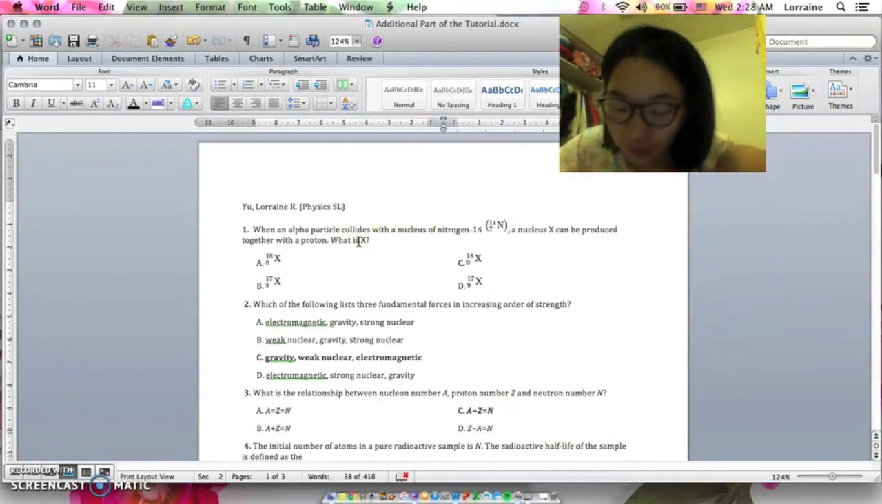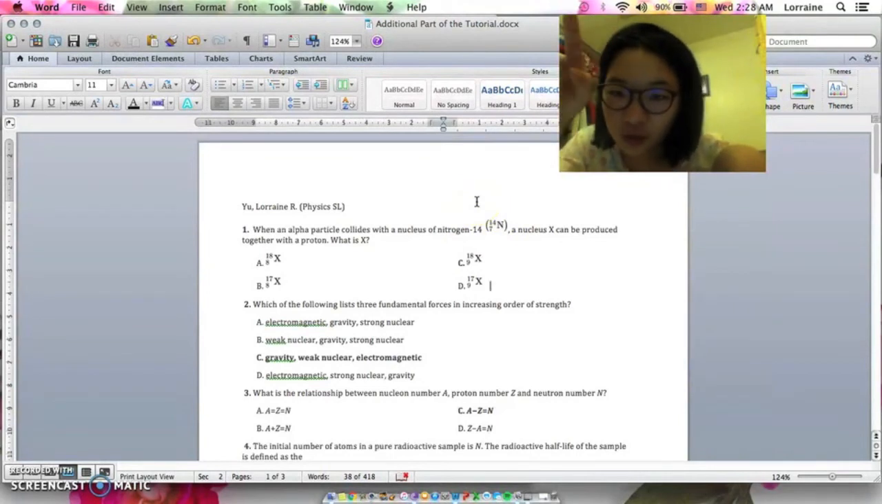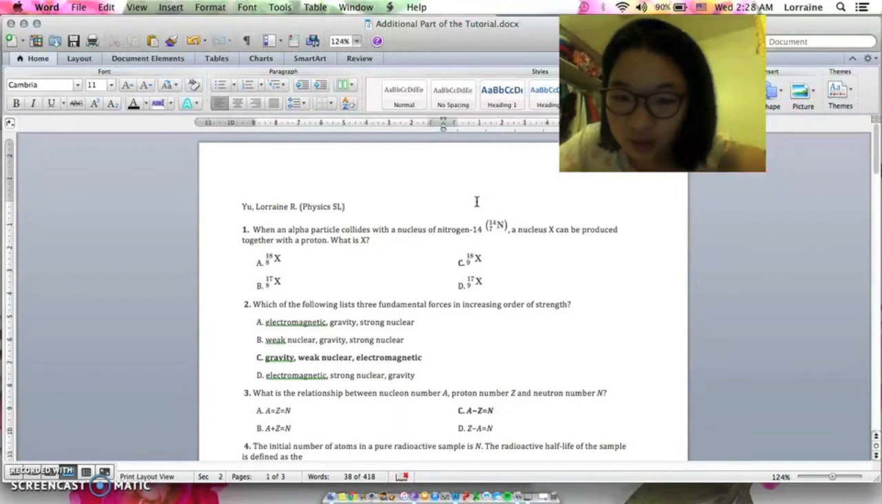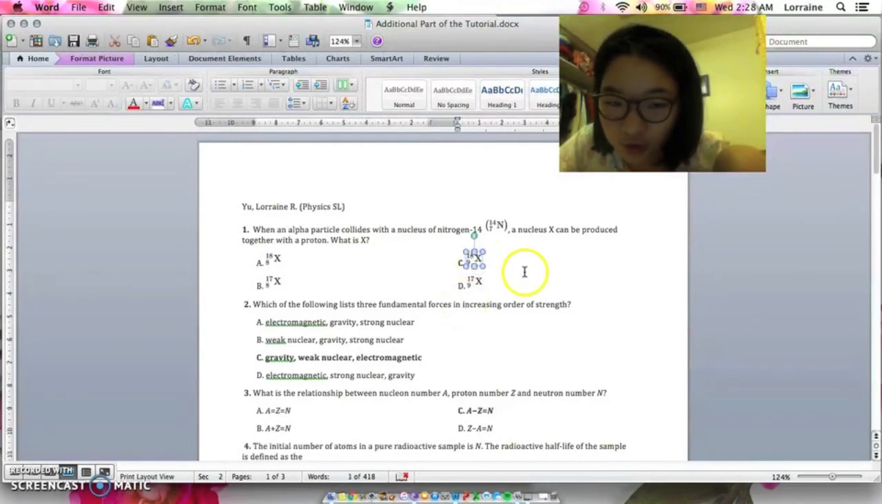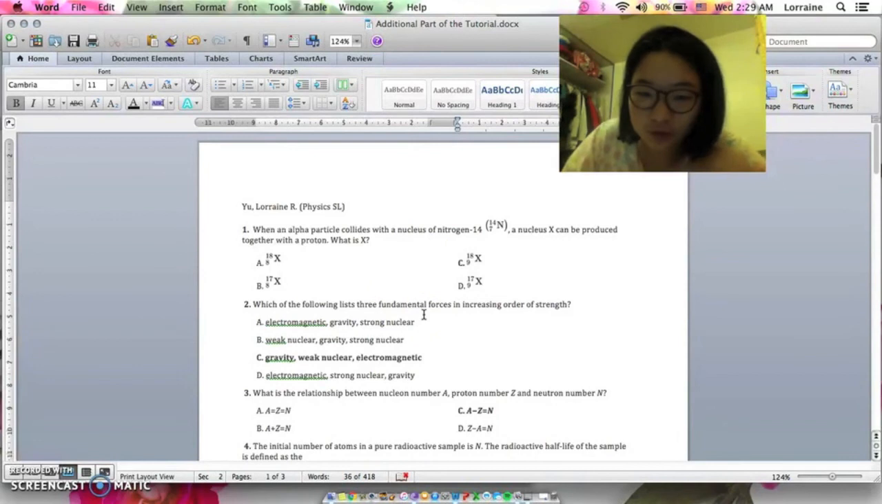So what I did is X, 14, then 7. Then I added it to the alpha particle, which is the alpha sign, then 4 on the upper part and 2 on the lower part. The answer for that is 18 and 9. So that's why this is the answer, letter C. Next, which of the following lists 3 fundamental forces in increasing order of strength?